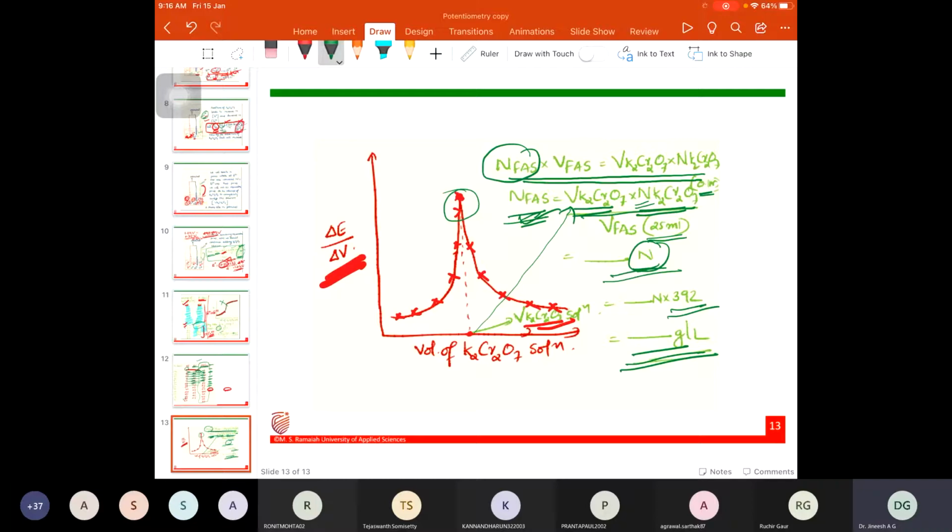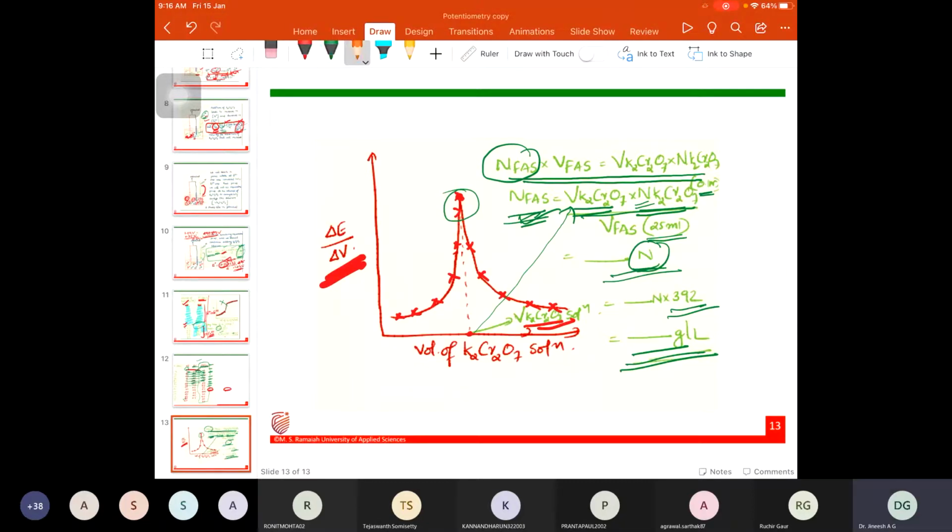We will not be able to directly find the equivalence point from the graph, because here the trend is always an increasing trend. There are no two different trends as in the case of conductometry. So instead of directly plotting the potential against the volume of potassium dichromate, we have to calculate delta E by delta V. How to calculate delta E by delta V, I have mentioned, right? You have to plot delta E by delta V against the volume of potassium dichromate solution. So you will get a graph like this.